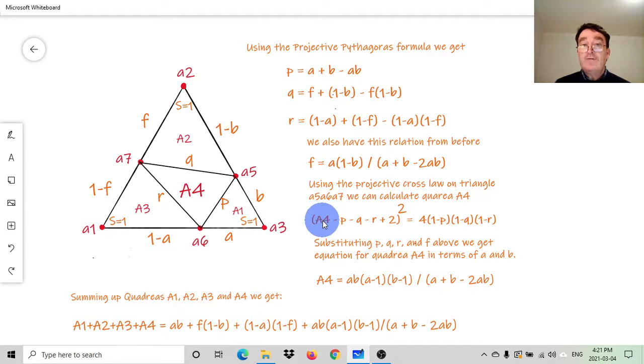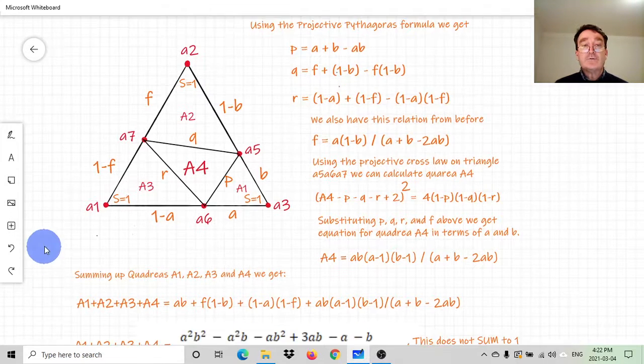So that'll be A4 minus the quadrances P minus Q minus R plus 2, all of that squared is equal to 4 times 1 minus P times 1 minus Q times 1 minus R. And we're going to substitute the values for P, Q, and R into this equation, and we get this result only in terms of A and B. So the quadria of A4 is determined in terms of just the quadrances A and B. From this formula and substituting these values, we get A4 is AB times A minus 1 times B minus 1, all divided by A plus B minus 2AB.